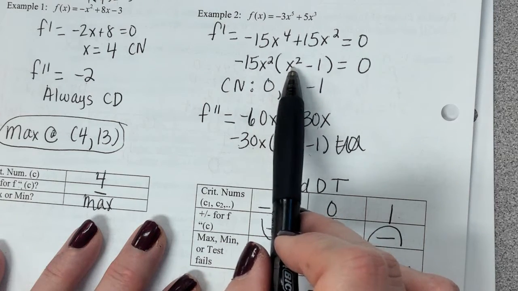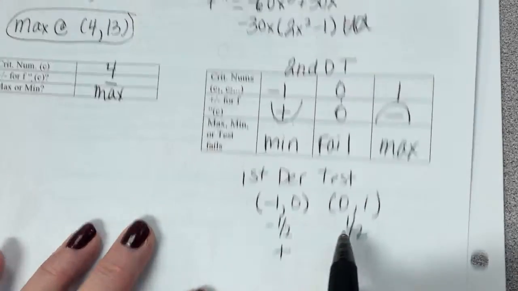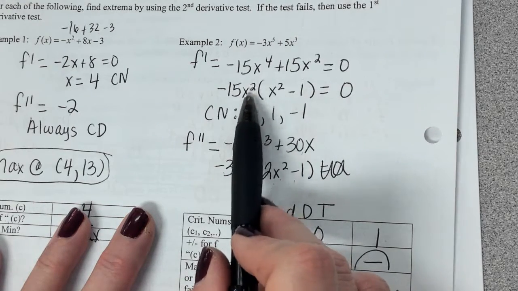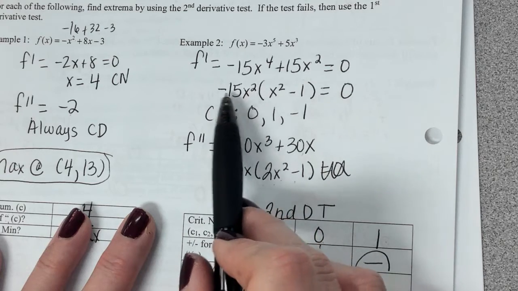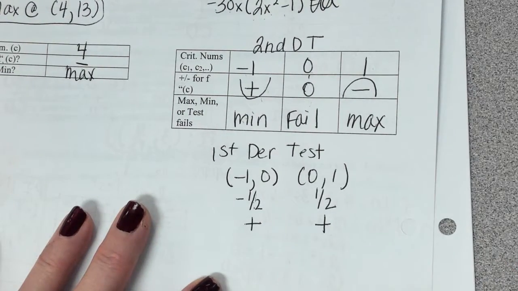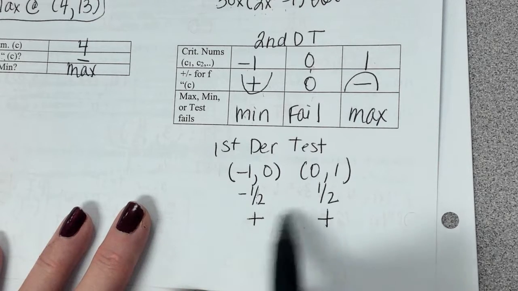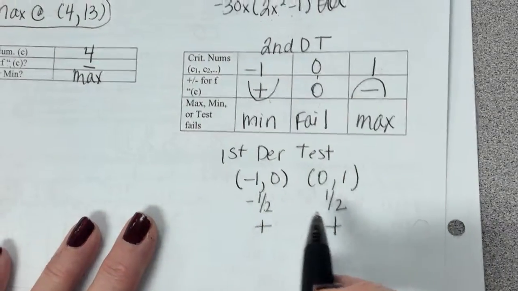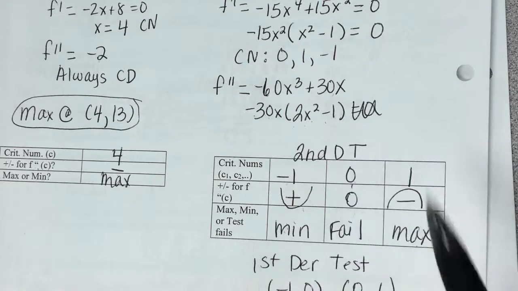Negative 1/2 squared is 1/4. That's going to give me a negative, so I get a positive. 1/2 is going to be the same thing, because whether I have a negative or a positive, if I square it, it turns positive. So I'm going to have a positive times a negative, and then times another negative. So that's going to be a positive. So if my function goes from increasing to increasing, do we have a max or a min? No. So 0 is nothing. It's not a max or a min. Maybe it's a point of inflection, like I started to find up here.